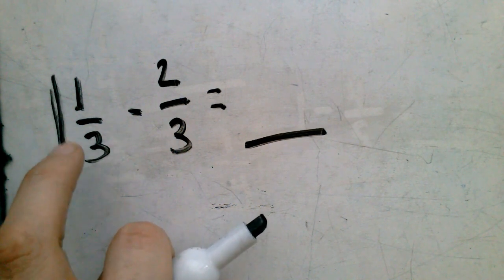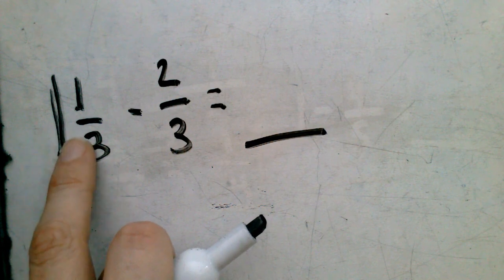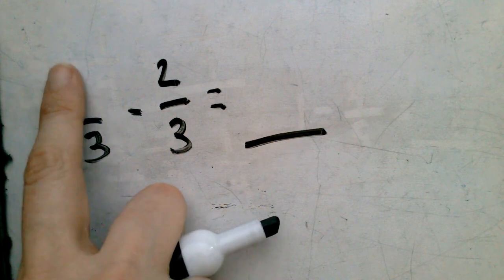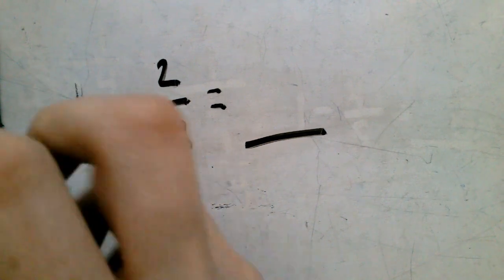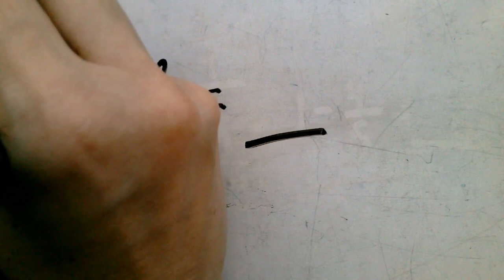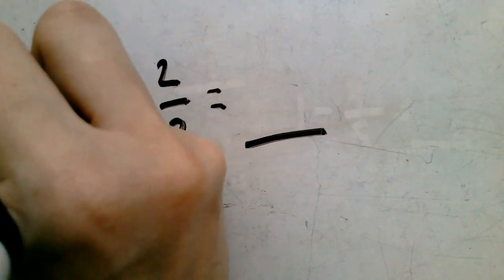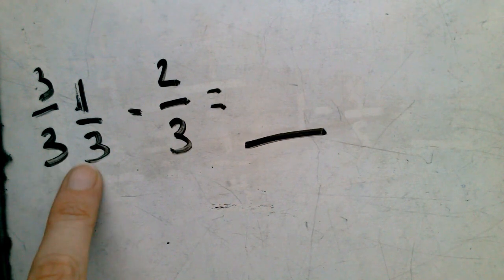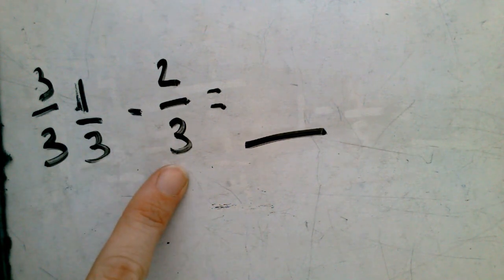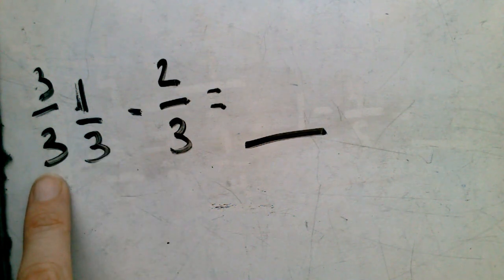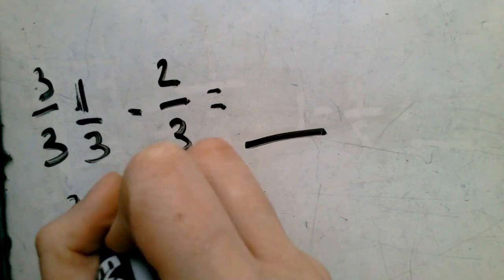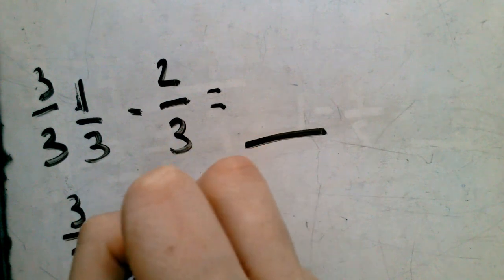Let's break apart 1 and 1/3. Instead of having 1 here, let's write it as a fractional unit. So we'll keep 1/3 here. Let's change our 1 into 3/3. Now we have 3/3 and 1/3 minus 2/3. We can take 2/3 away from 3/3. Let's do that now. Let's write 3/3 minus 2/3.